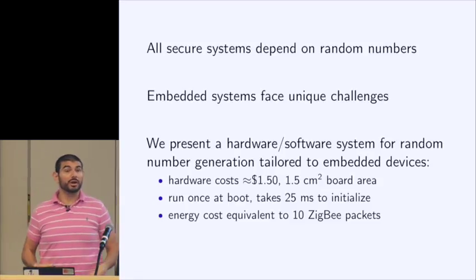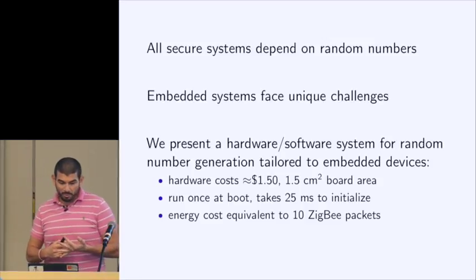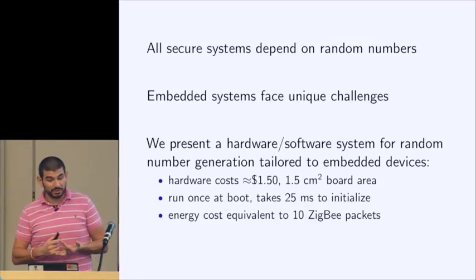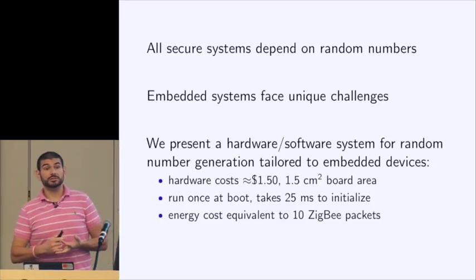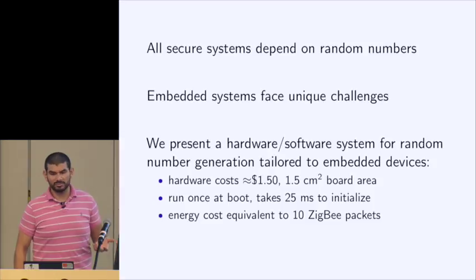So in the rest of the talk, I'm going to tell you a little bit about what makes random numbers good or bad, why embedded systems are particularly challenging, and some of the design decisions that we made to kind of overcome this. So what happens when our randomness is bad?